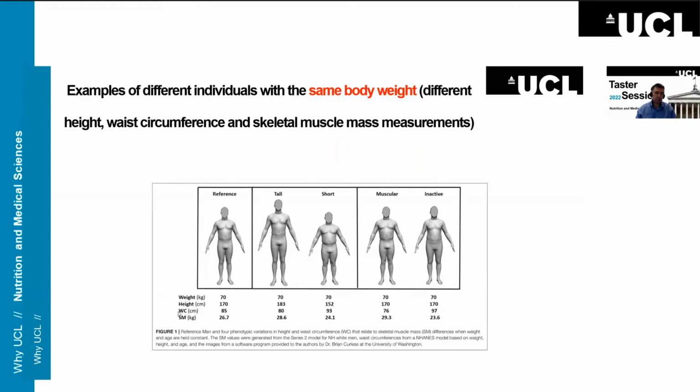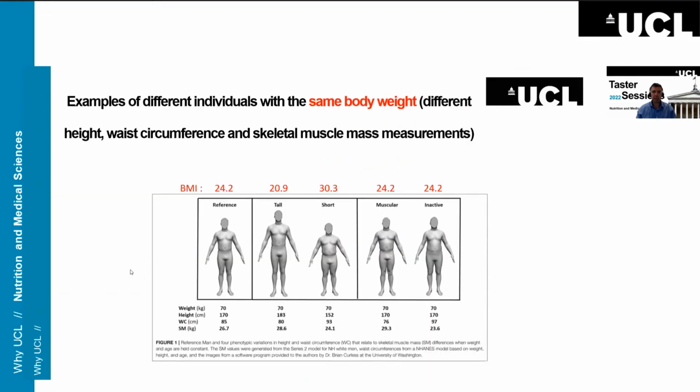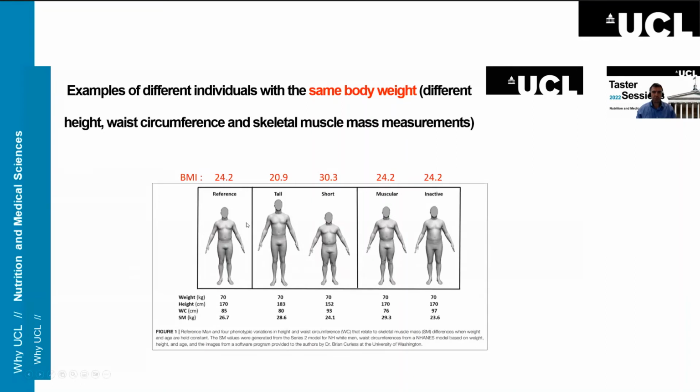And if you look here, this is WC, waist circumference, different waist circumferences. SM is skeletal muscle mass, okay? So you can see, look at the difference between these guys. And if you look at body mass index, you can see that the reference individual has a BMI of 24.2, okay? The tall chap has a BMI of 20.9. The short guy has a BMI of 30.3. So this chap is essentially obese, okay?